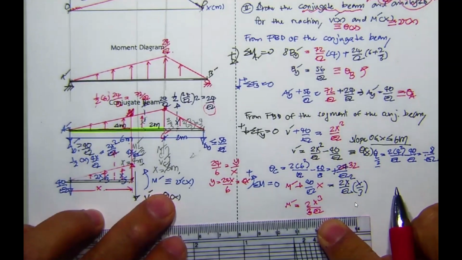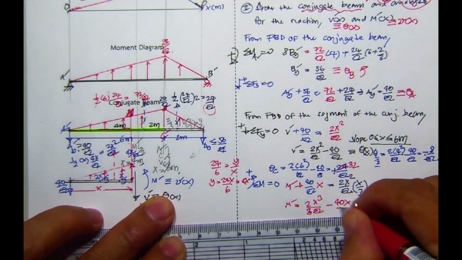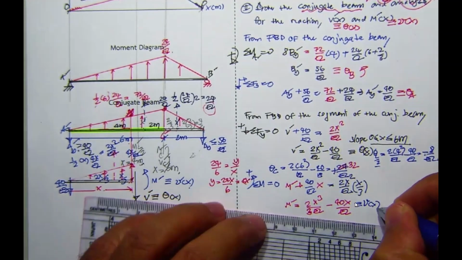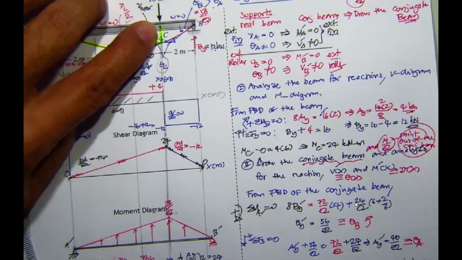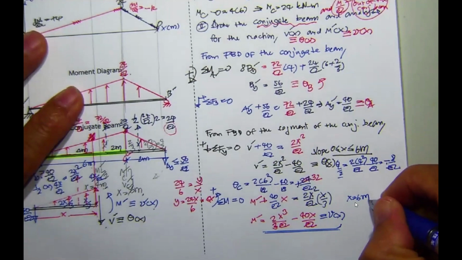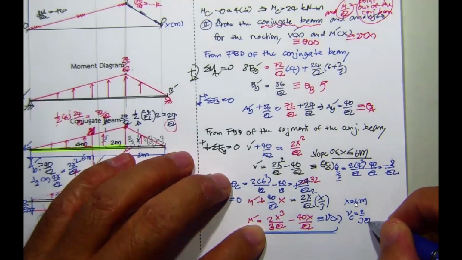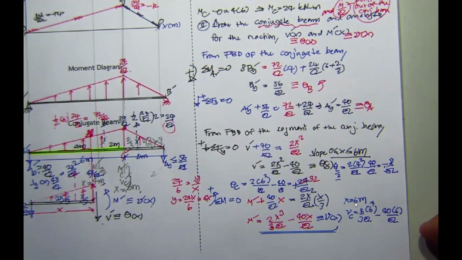Okay, m prime over here is going to be 2x cubed over 3EI, and then minus 40x over EI, and this is equivalent to v sub x. Now, if you would like to find the deflection at point C, x equal to 6 meters. So v sub c equals 2/3 EI times 6 to the power 3, minus 40 times 6 over EI.